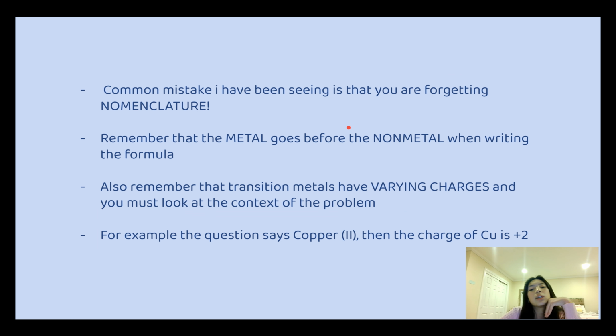Okay, so here are some common mistakes. Never forget nomenclature. What this means is that the metal must go before the non-metal when writing an ionic equation. Remember that transition metals have varying charges, so you must look at the context of the problem. For example, if we're given copper 2, then the charge of copper is 2.